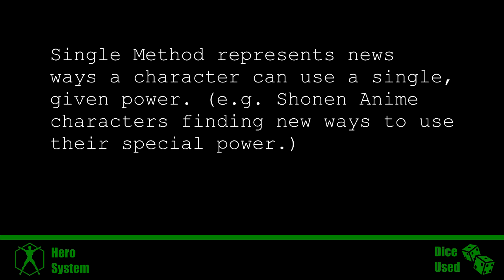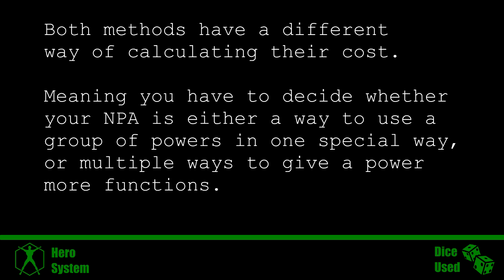The single method, by contrast, represents how a character can learn new ways to use one distinct power. I like to think that this is a good representation of shonen anime nonsense. A good example of this being how Yusuke Urameshi in Yu Yu Hakusho ends up having several different ways to use his spirit gun as the show goes on. Both of them have different ways of calculating their cost, so you can't necessarily use one in place of the other. It's either a way to use a group of powers in one special way, or multiple ways to make a given power have more functions.